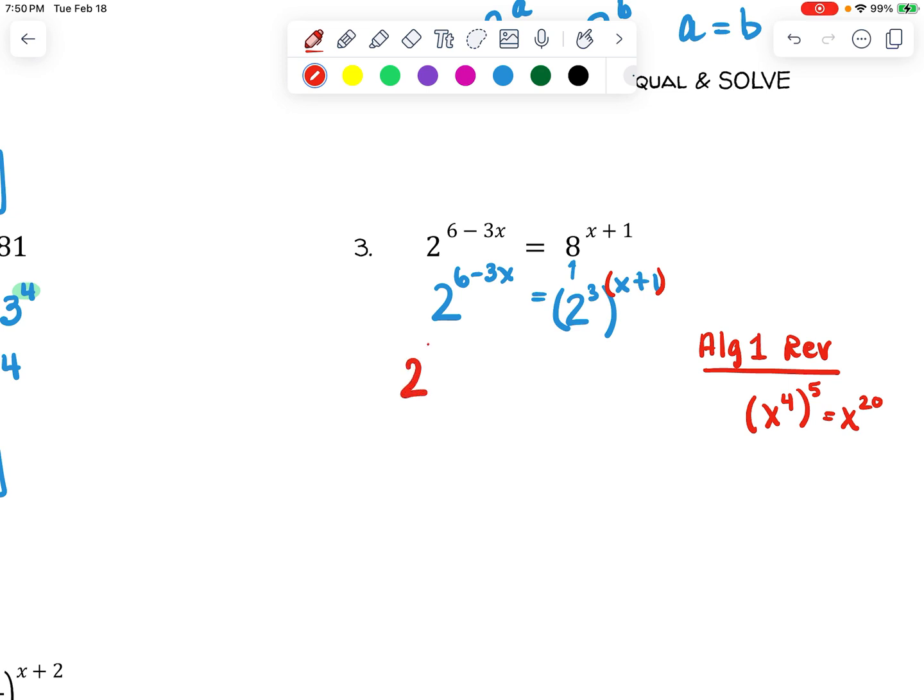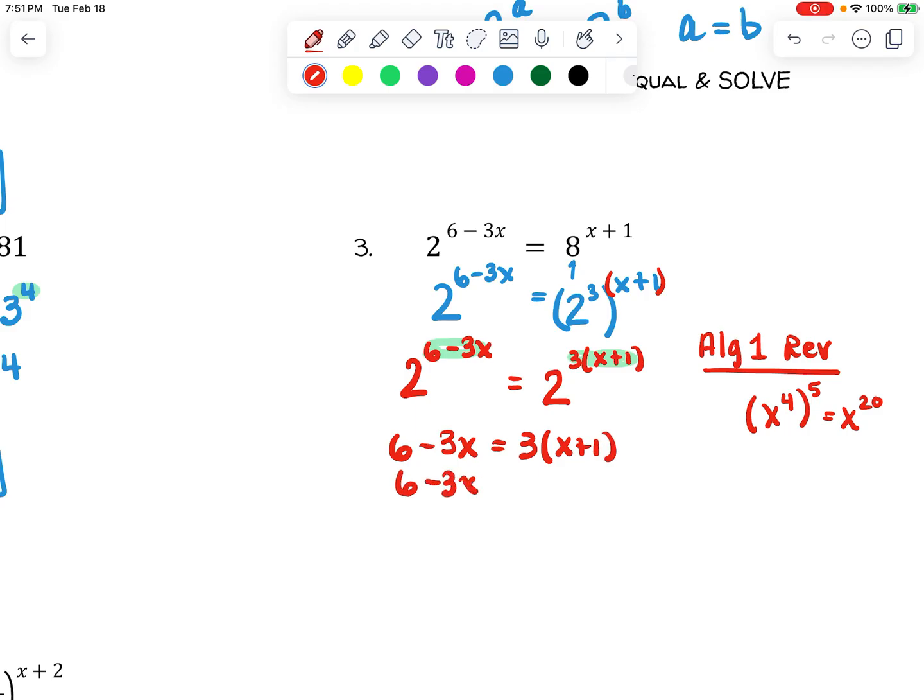So this is 2 to the 6 minus 3x is equal to 2 to the 3 parentheses x plus 1. So those are the two things that you're multiplying. Same base, exponents must be equal. So I can come down here and say 6 minus 3x is equal to 3 times x plus 1. And I can go ahead and solve by distributing. I'll get 3x plus 3.